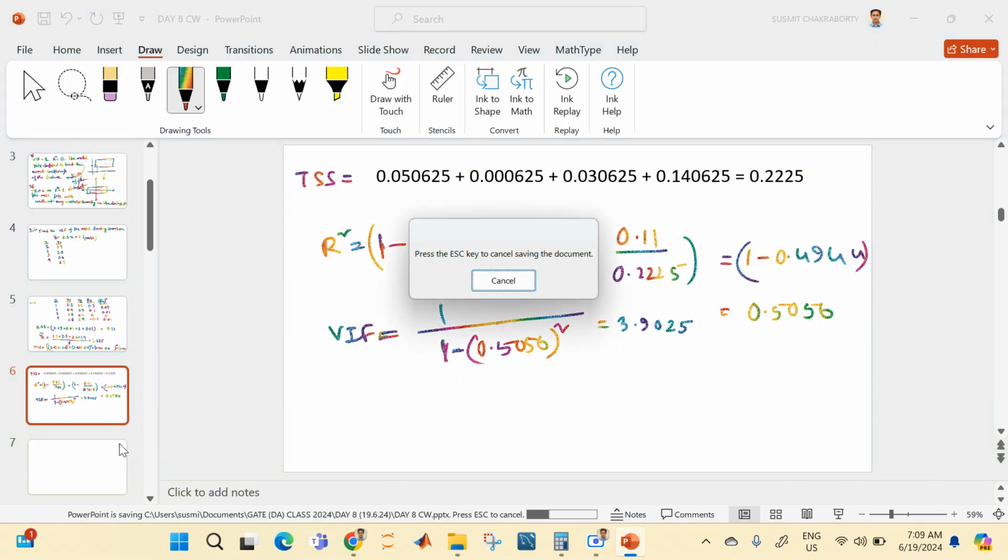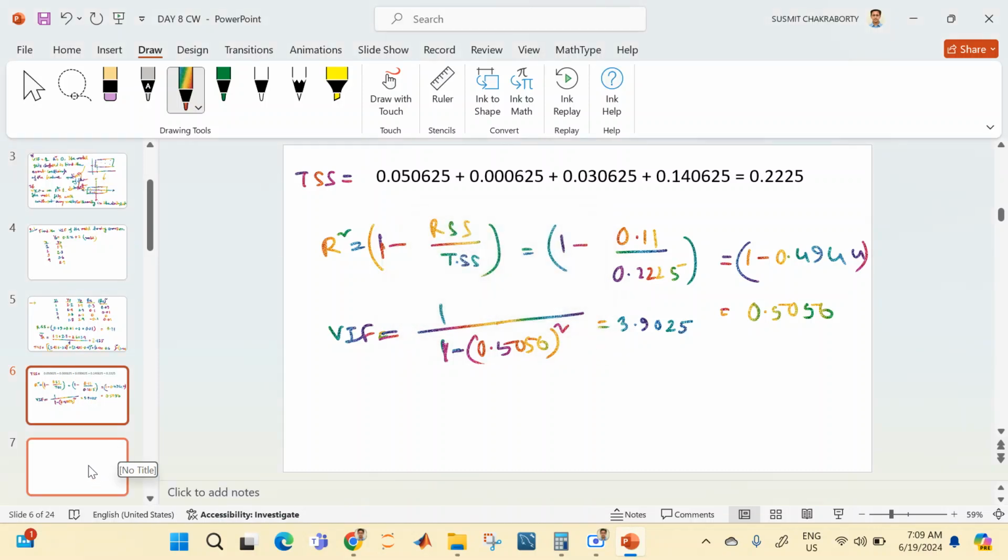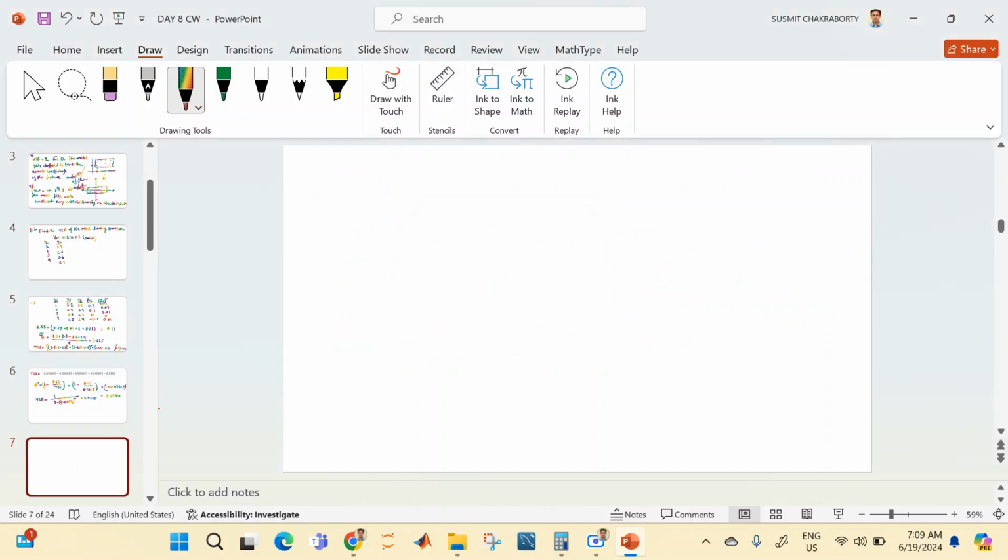Actually, VIF never goes to infinity. A VIF of 4, 5, or 6 is enough. So this is the VIF model.